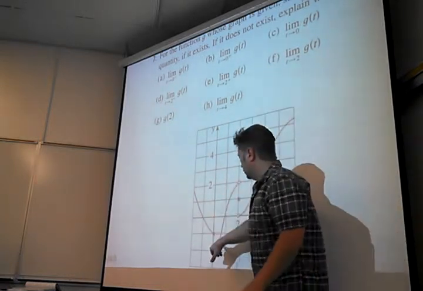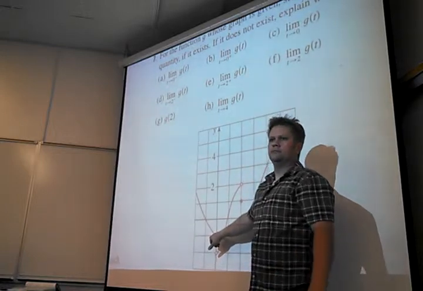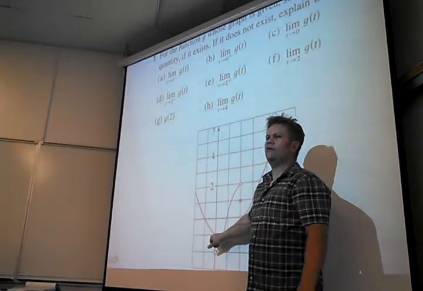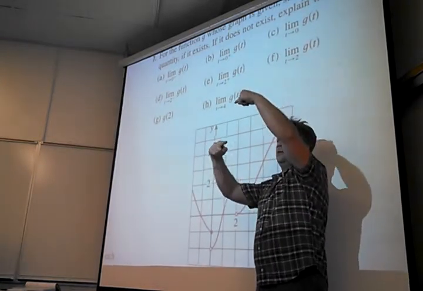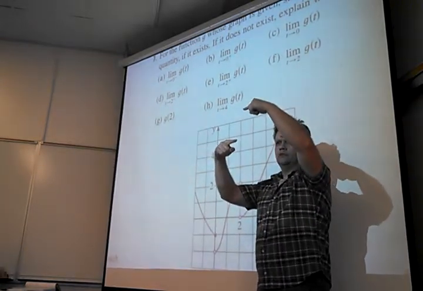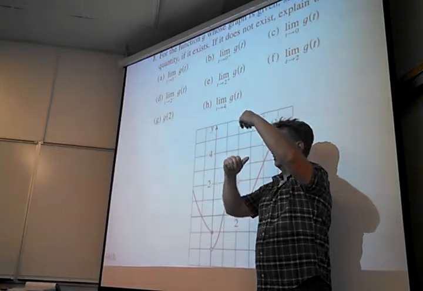Now be careful. The answer is not -1. It's not asking you what f of 0 is. It's asking you what is the limit, and the two limits don't agree. So there is no limit. It's not defined. There's no limit.